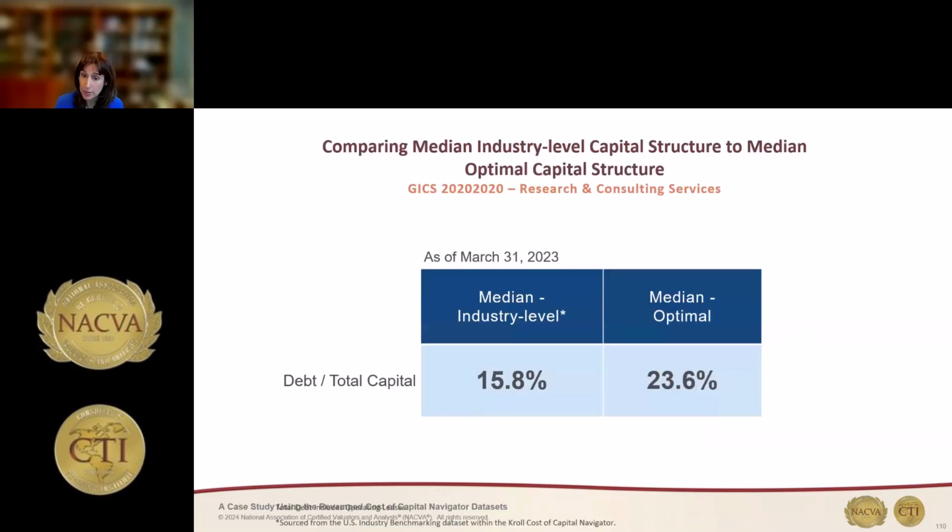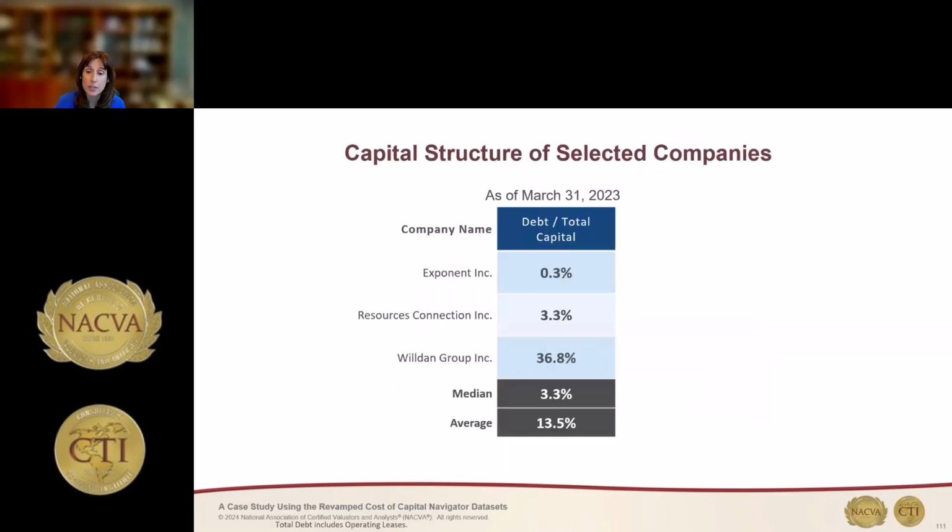so we can compare. And so for this particular industry, for example, as of March 31st, 2023, the median industry level, we just picked the latest, we could have picked the 5-year average, was 15.8. The optimal capital structure was actually a little higher, 23.6. But this gives you a sense that it's probably around 20%, right? So that's something you could use.